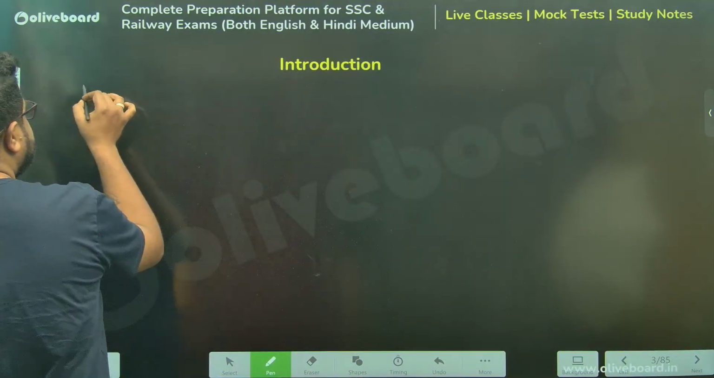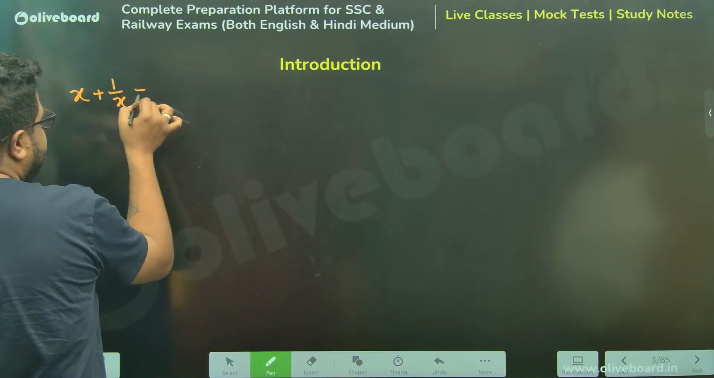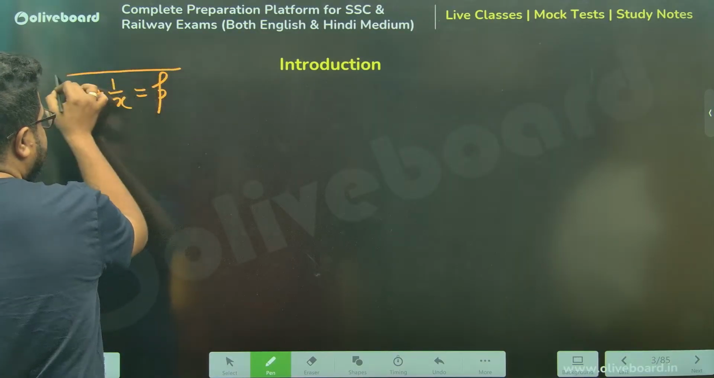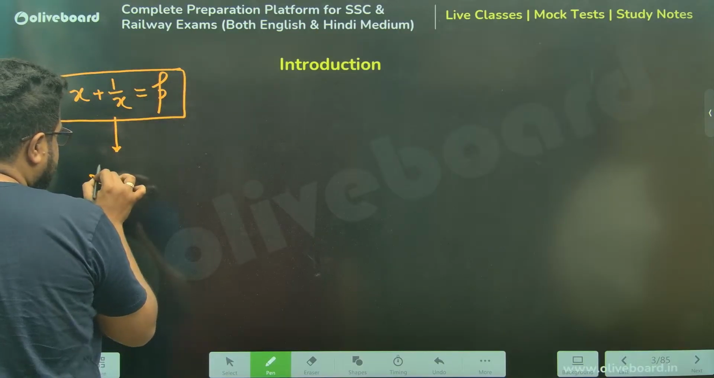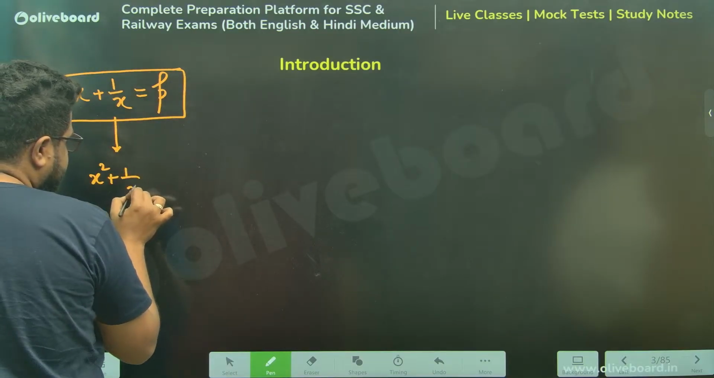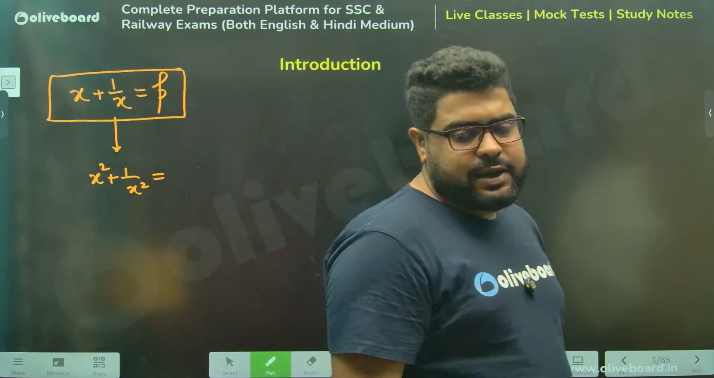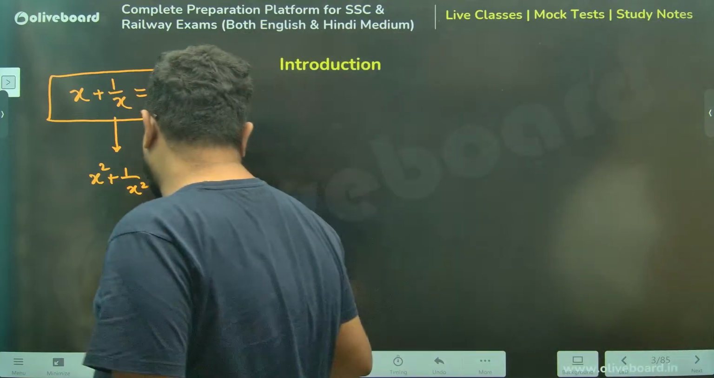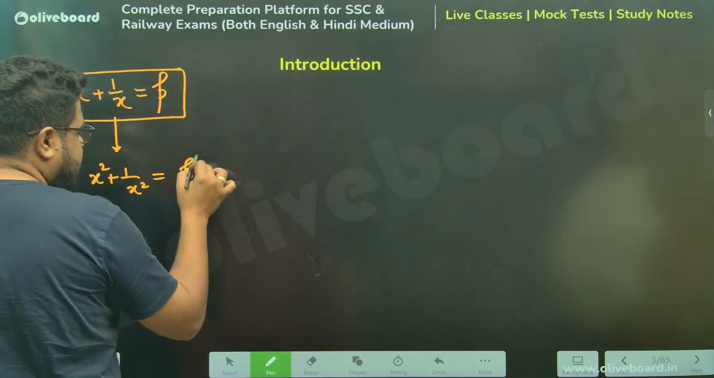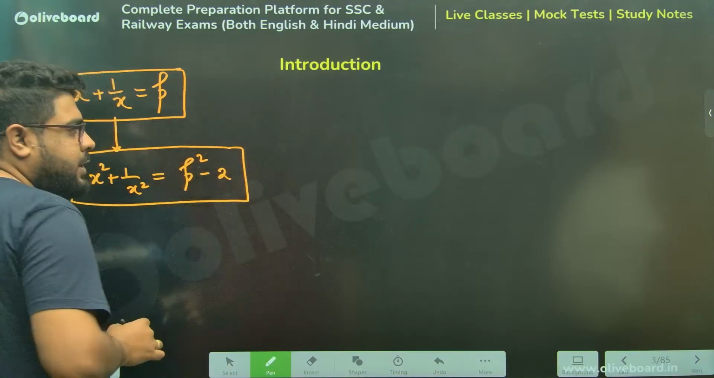First things first, single variable algebra starts with the x plus 1 by x format. If this is given, first you need to find the value of x square plus 1 by x square. For that, we generally square it. I'll be writing the formula directly because most likely you already know this. This is the very basic formula.